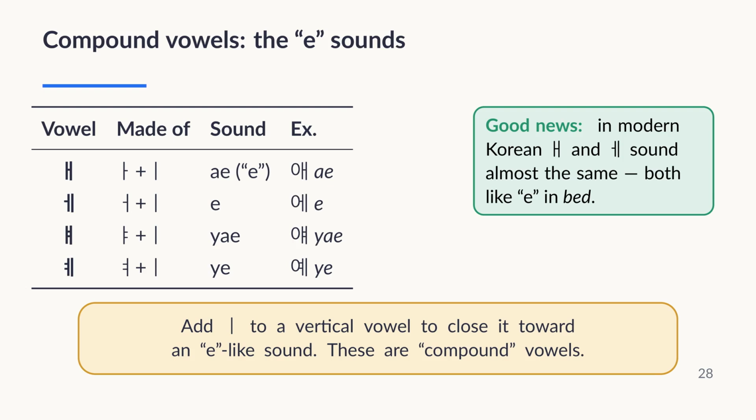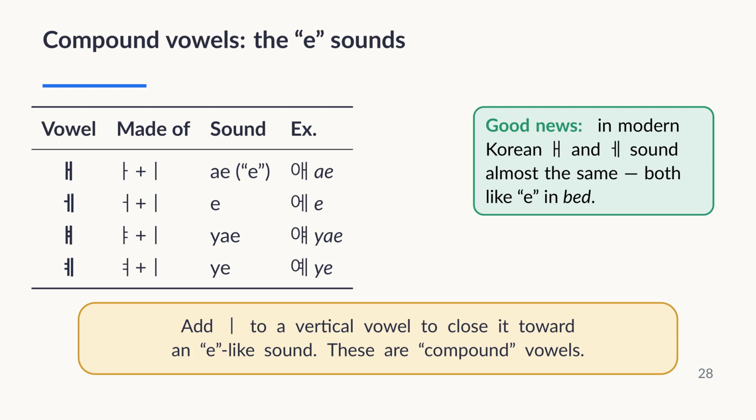Now we reach the compound vowels, which are just 2 vowels joined together, and they are easier than they look. The first group is the E-type sounds. Take the vowel and attach the vowel I to its right, and you get I, which in modern Korean sounds like the E in bed. The example is I. Take EO and attach I, and you get E, also like the E in bed.